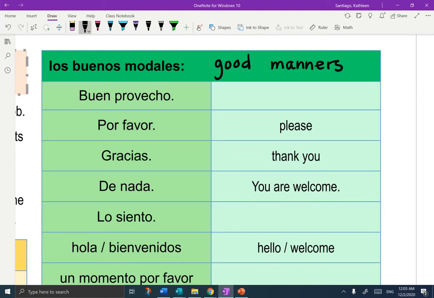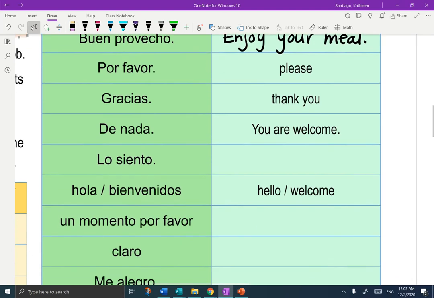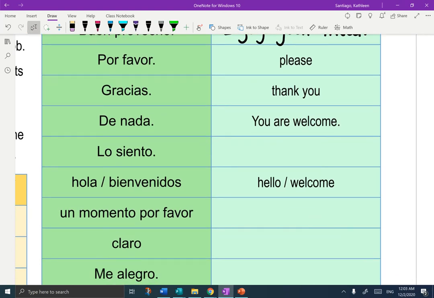So when they hand you your meal, they're going to say buen provecho. In French, they would say bon appetit. We talked about this. Buen provecho is just a nice way to say enjoy your meal. Por favor, please. Gracias, thank you. De nada, you're welcome. Remember, when you say de nada, you're really telling them think nothing of it.